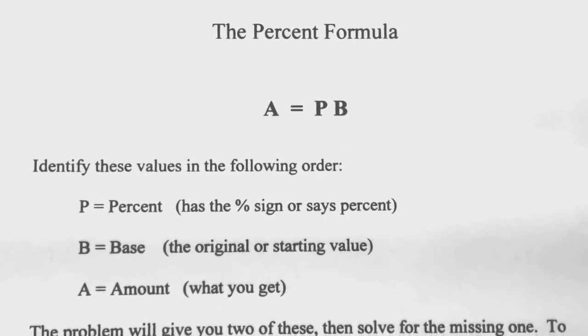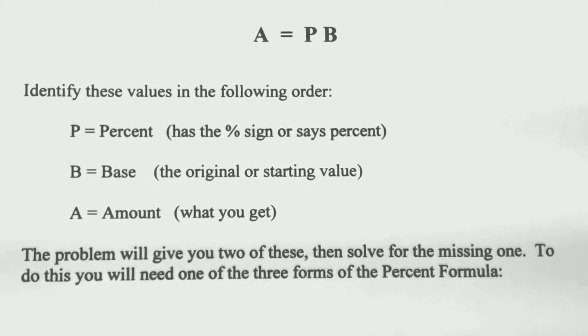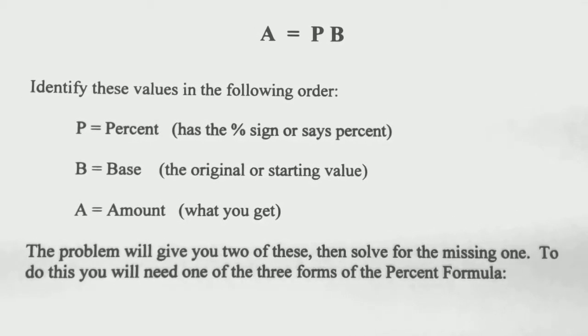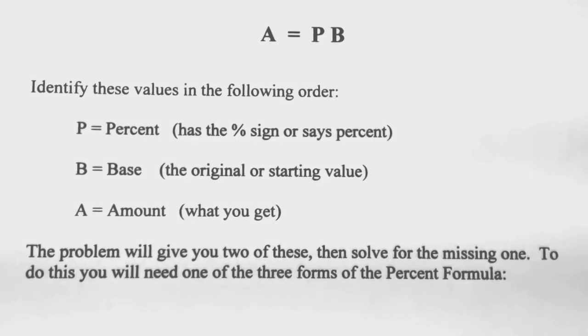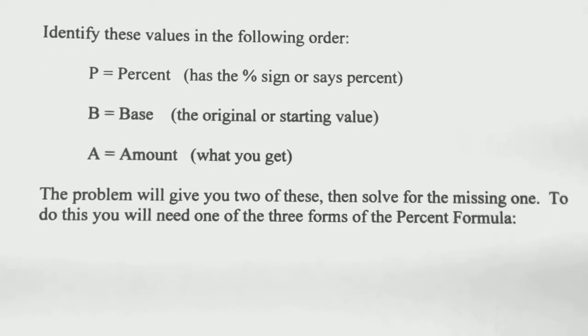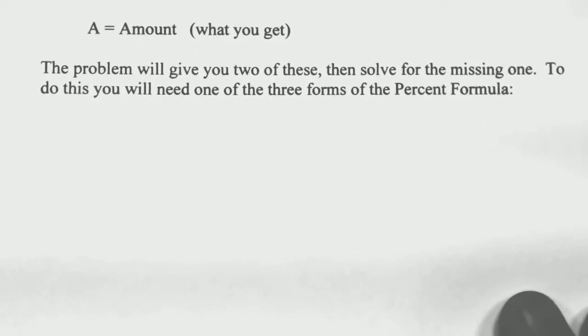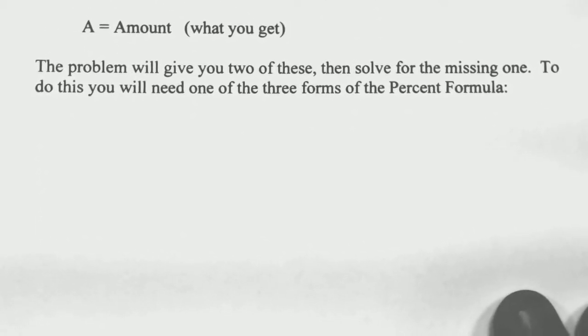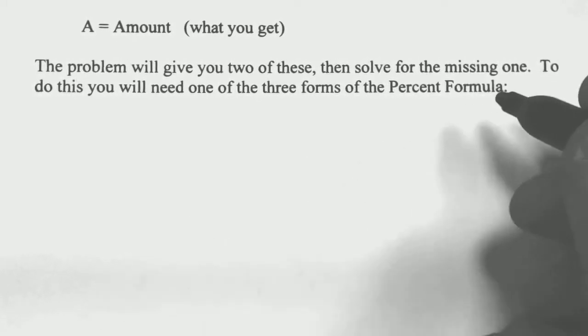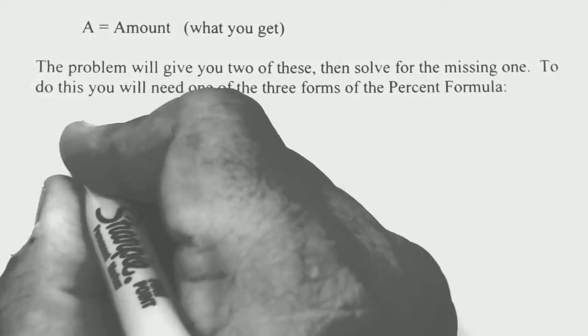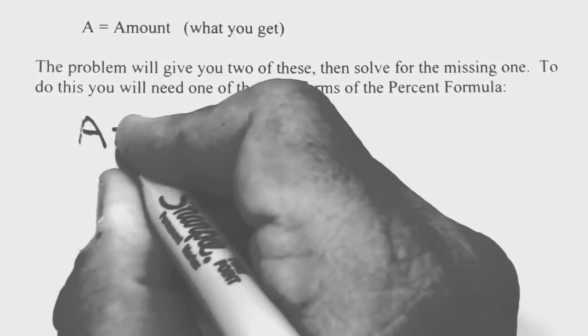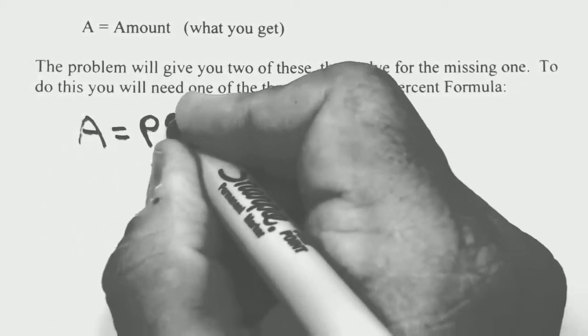As I mentioned to you, the problems will give us two of these and we have to solve for the third. That means we'll often have to rearrange the percent formula, and it has three forms to it. Let's indicate to you how we can do this. There's a nice little trick for getting all three forms of this. You have to remember, of course, the original one: A equals P times B.